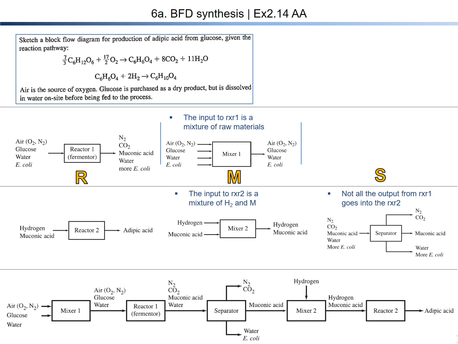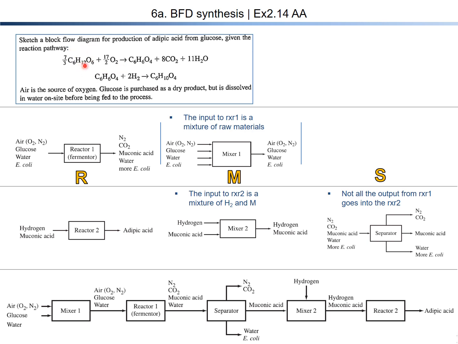Okay, here is an example, and then let's place a series of units in order for making a process. This is the process for making adipic acid from glucose. Sketch a block flow diagram for production of adipic acid from glucose given the reaction pathway. We have two chemical reaction equations. Maybe you need to have two different reactors.